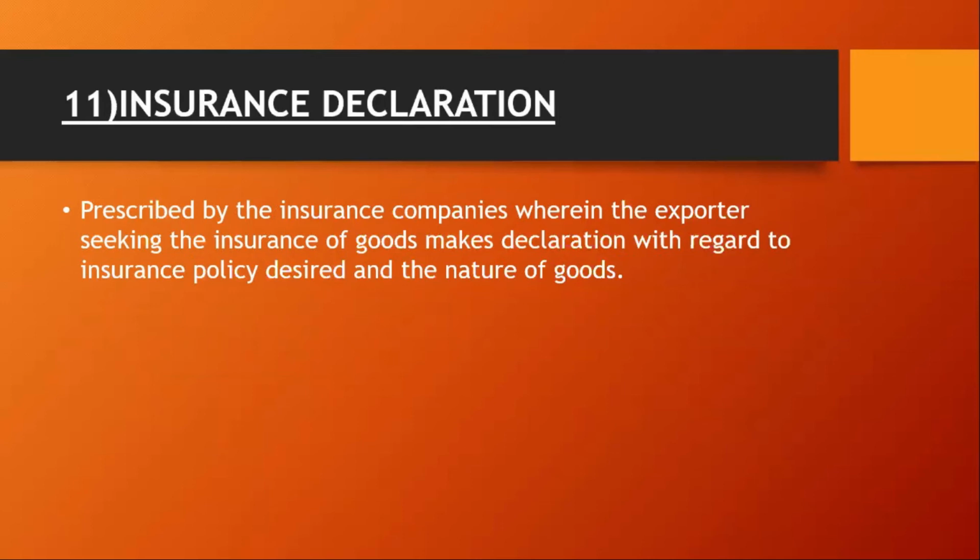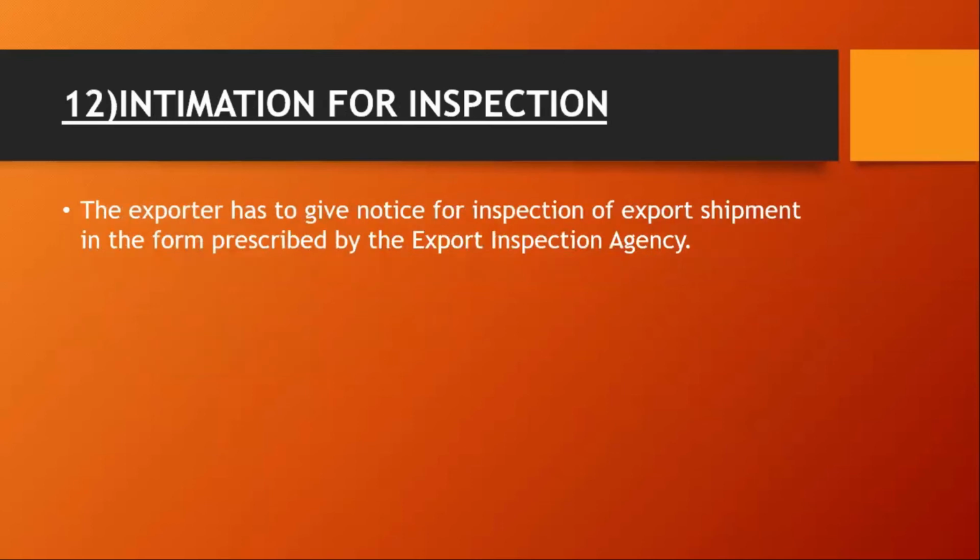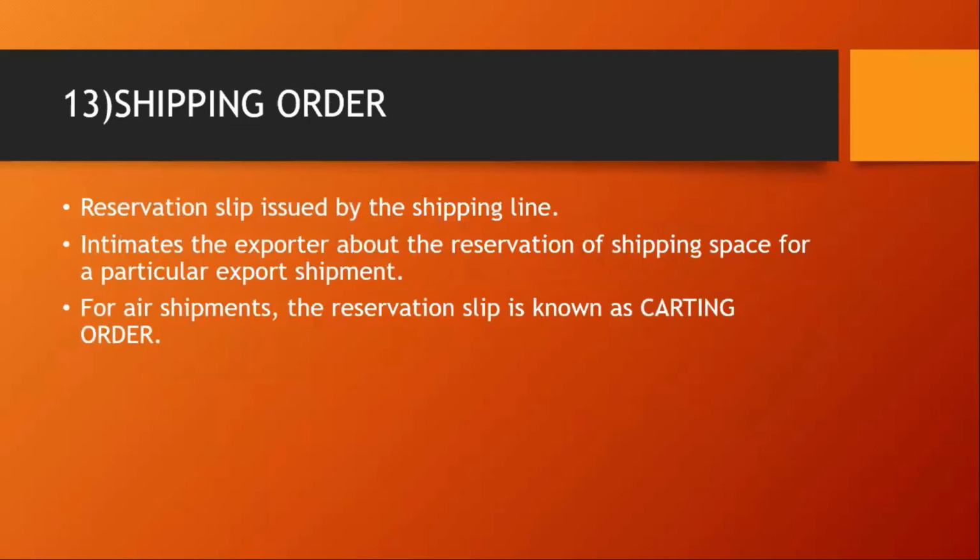Coming on to the next one, we have intimation for inspection. The exporter has to give notice for inspection of export shipment in the form prescribed by the export inspection agency. Coming on to the next, we have shipping order. Shipping order is a reservation slip issued by the shipping line. The slip intimates the exporter about the reservation of shipping space for a particular export shipment. If the shipment is sent by air, then the reservation slip is called carting order.